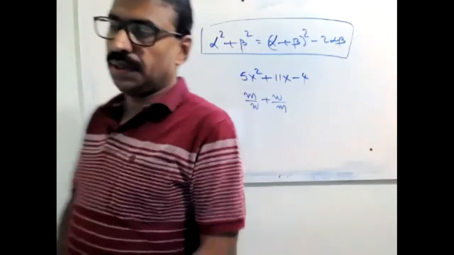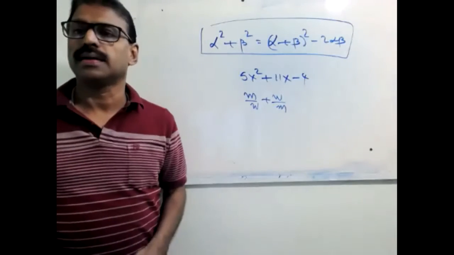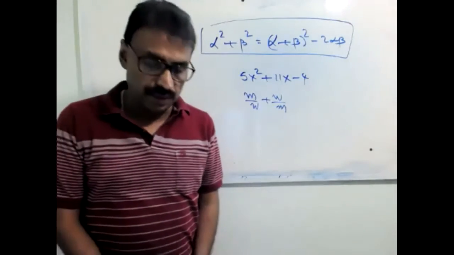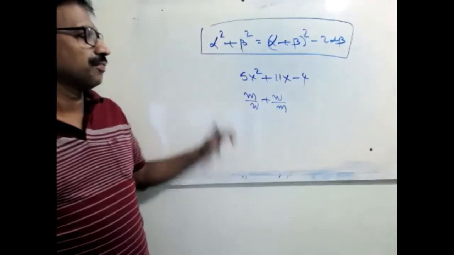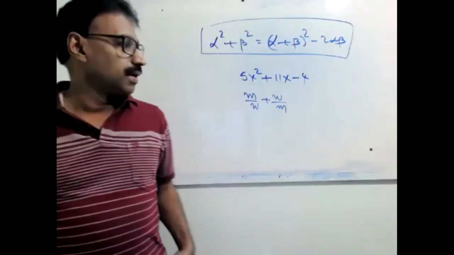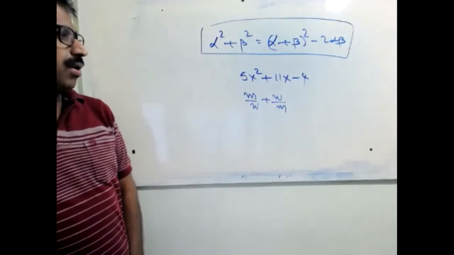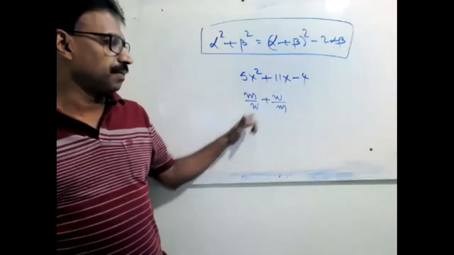Okay, look here. Question understood or not? m and n are the zeros of 5x square plus 11x minus 4. Find the value of m by n plus n by m.